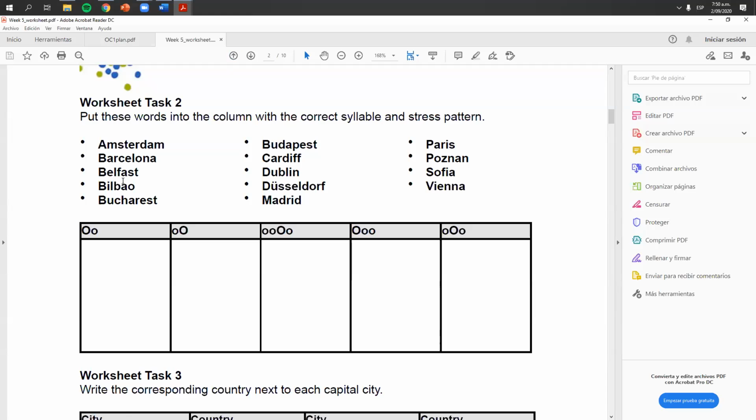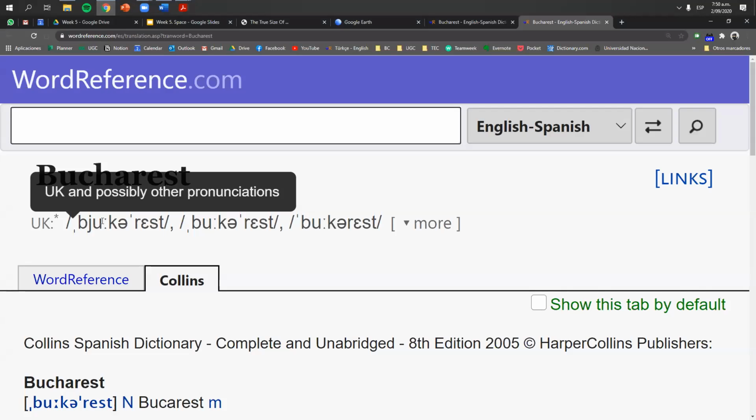If you are not 100% sure about the pronunciation, you can look up on WordReference. And here you find the pronunciation, and just make sure you check this. Remember that this apostrophe is the stress mark. It's like the equivalent of a tilde. So we have this stress mark right before the syllable which we need to stress.